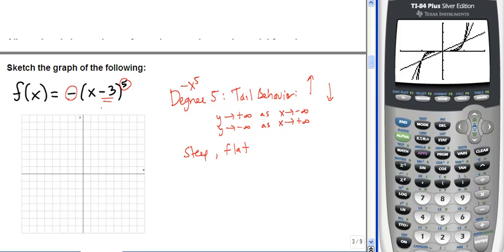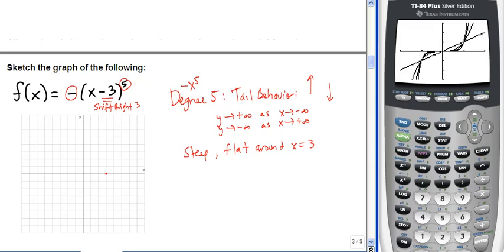So the minus 3 is a shift horizontally which way? Well, remember, horizontal shifts are backwards from what you would expect. So a minus 3, we think left, but it's actually going to go right 3 units. So instead of having this graph be a little bit flat around the origin, now it's going to be flat around x equals 3. So this is going to be centered right around x equals 3 because of that shift. So it's your basic x to the 5th graph, but shifted right 3 units.